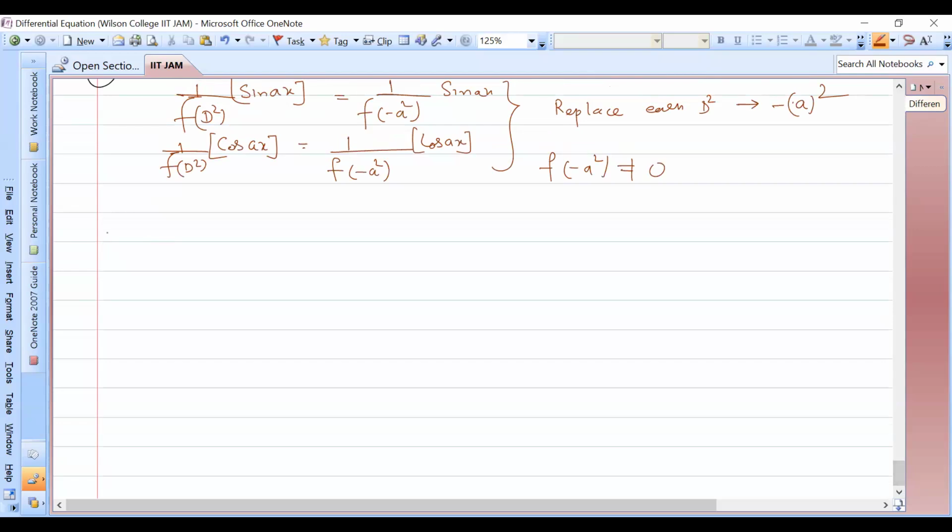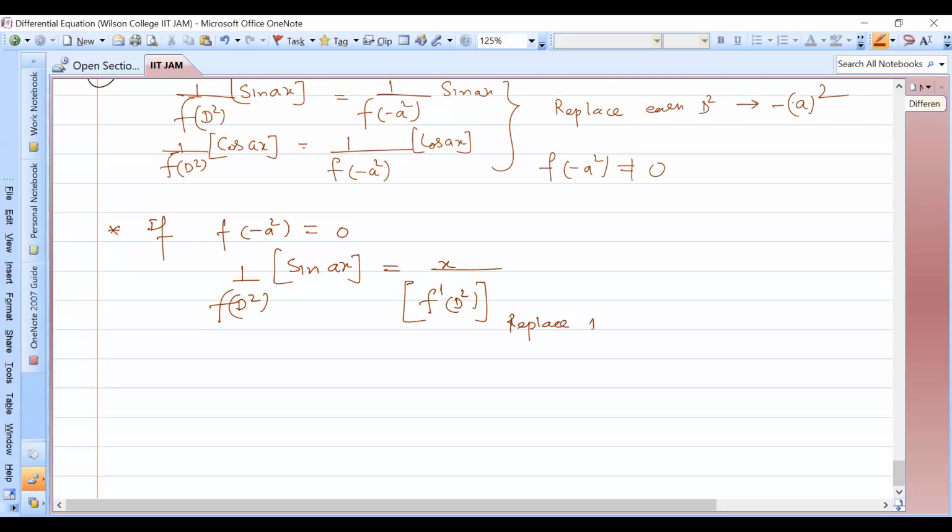In a similar manner, if f of minus a square equals 0, then again 1 upon f of D square sine of ax can be written as x upon f dash of D square. Now here replace D square with minus a square. If anything is left, then we have to apply it. Agreed? And so on.